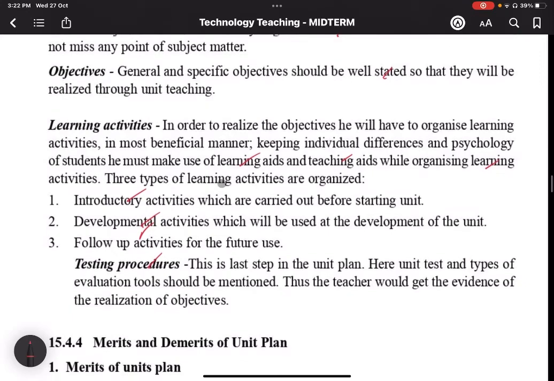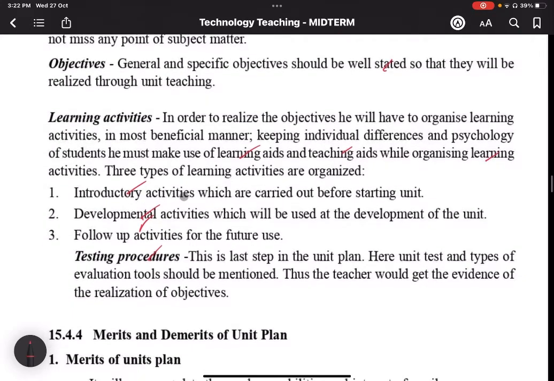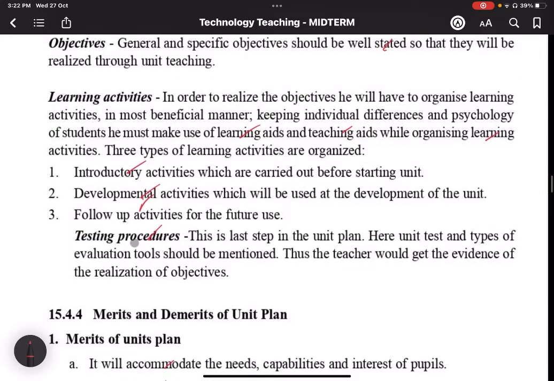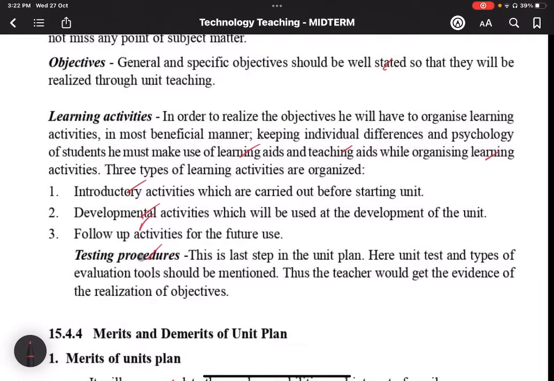Okay, there are three types of learning activities. We have introductory activities, developmental, follow-up activities, and then the testing procedure. Siyempre, hindi ito kasama, no, under ng testing procedure, okay? Follow-up activities. So, pag introductory, ibig sabihin, bago ka gumawa ng introductory activities, alamin muna kung ano na yung status ng mga students mo.